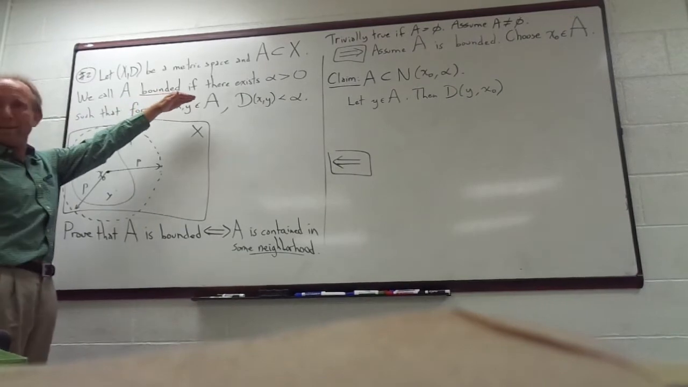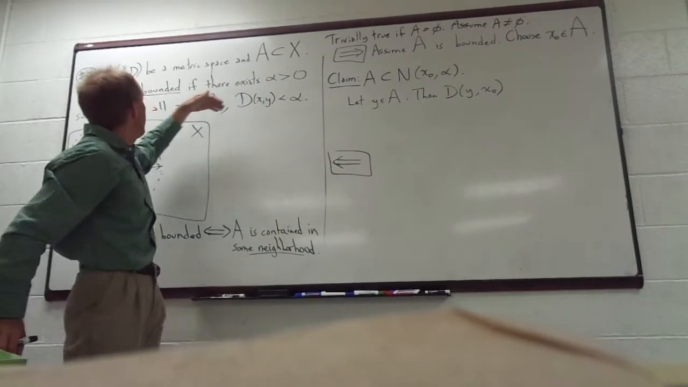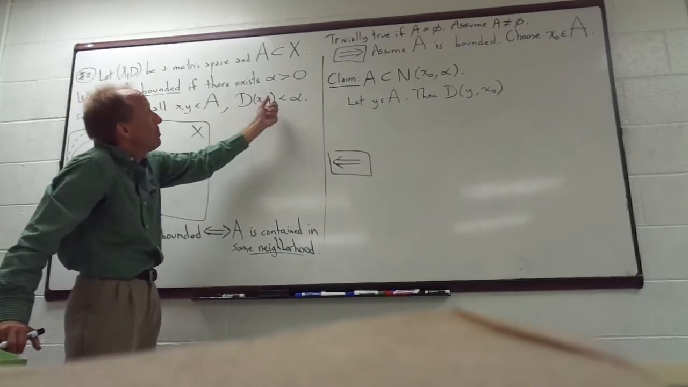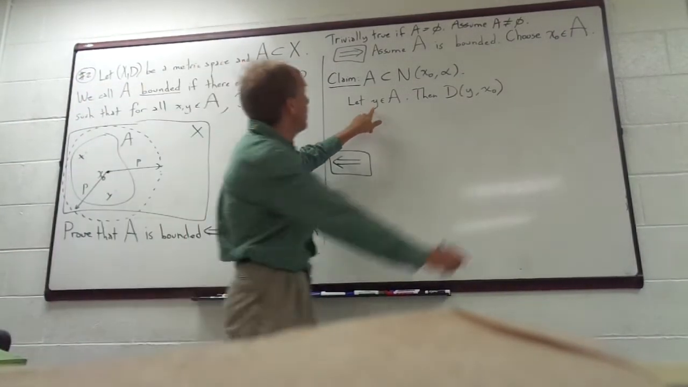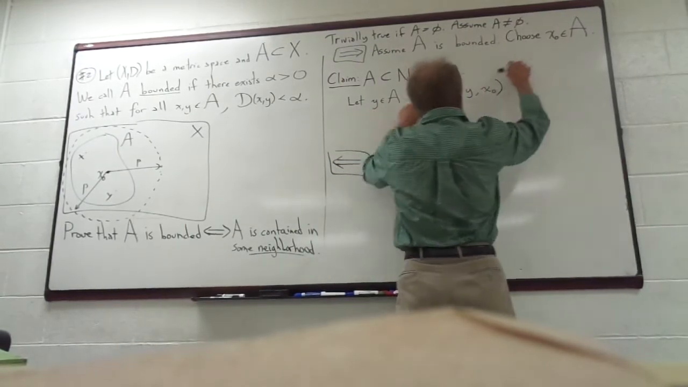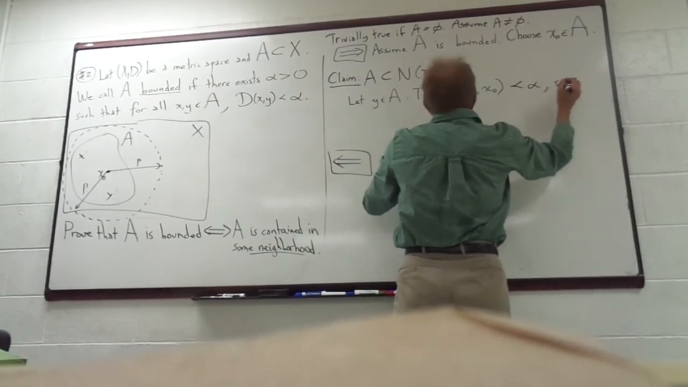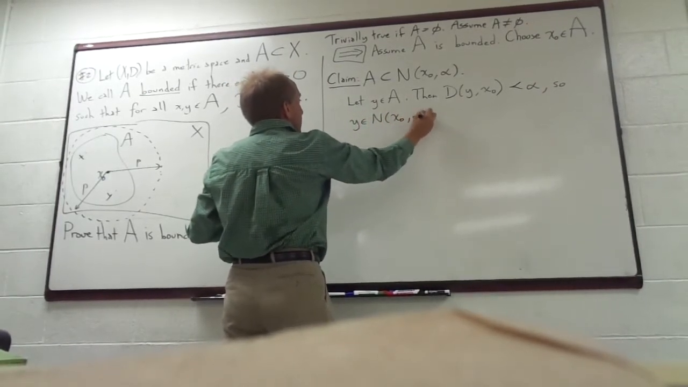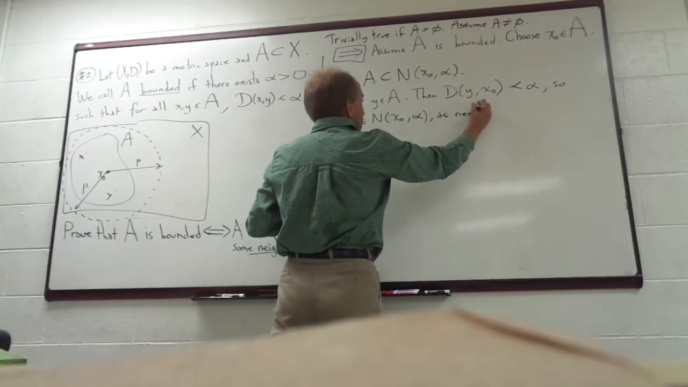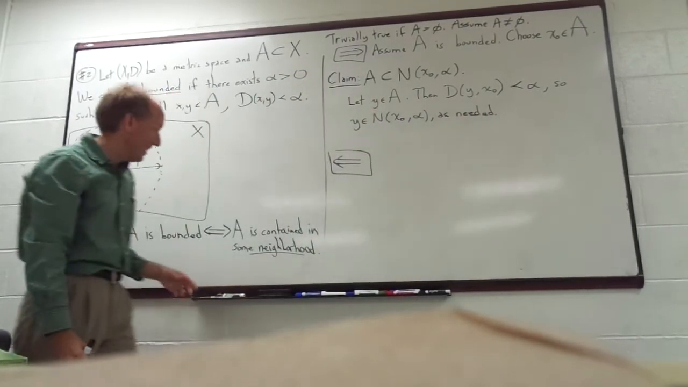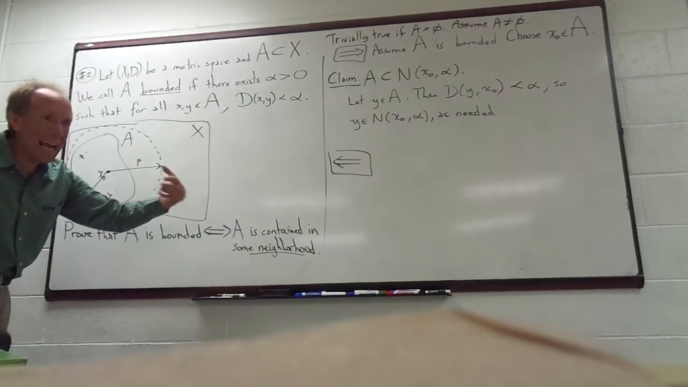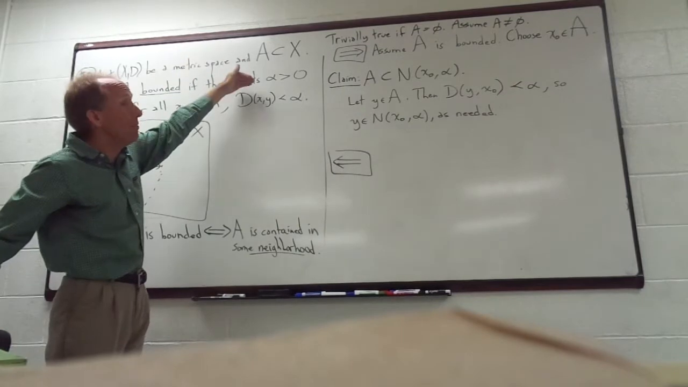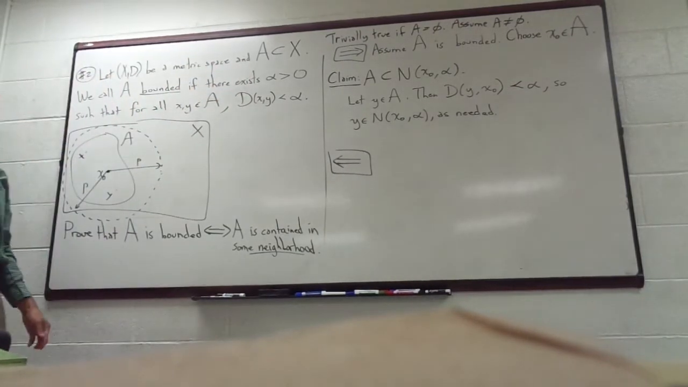By the definition, it's definitely true, right? There exists an alpha greater than 0 such that for any 2 points of A, the distance between them is less than alpha. So look at that. You've got 2 points of A, so their distance has to be less than alpha. So we get y is in the neighborhood of x naught of radius alpha as needed. That's really simple. To put A inside of a neighborhood, you just pick any point whatsoever, and you make your radius equal to the alpha that is given to you in the definition of bounded.